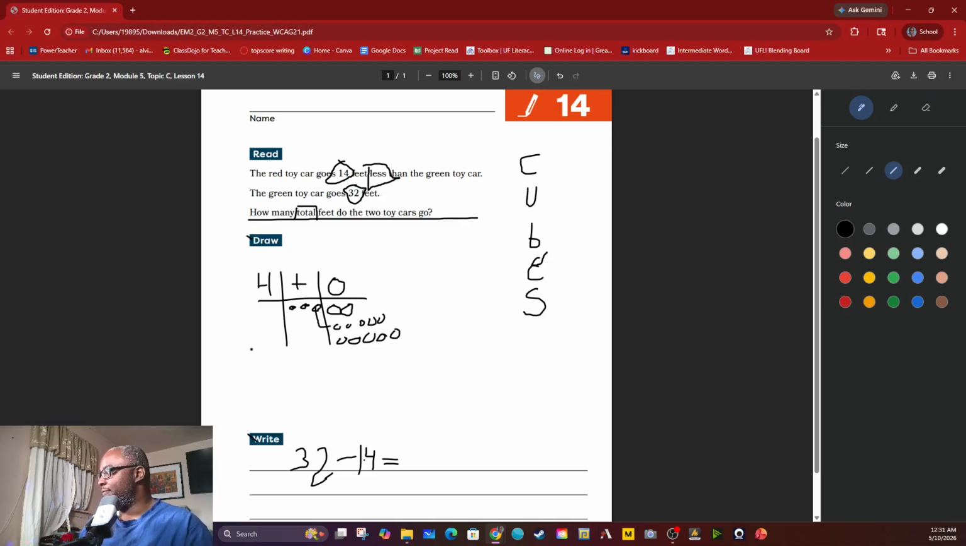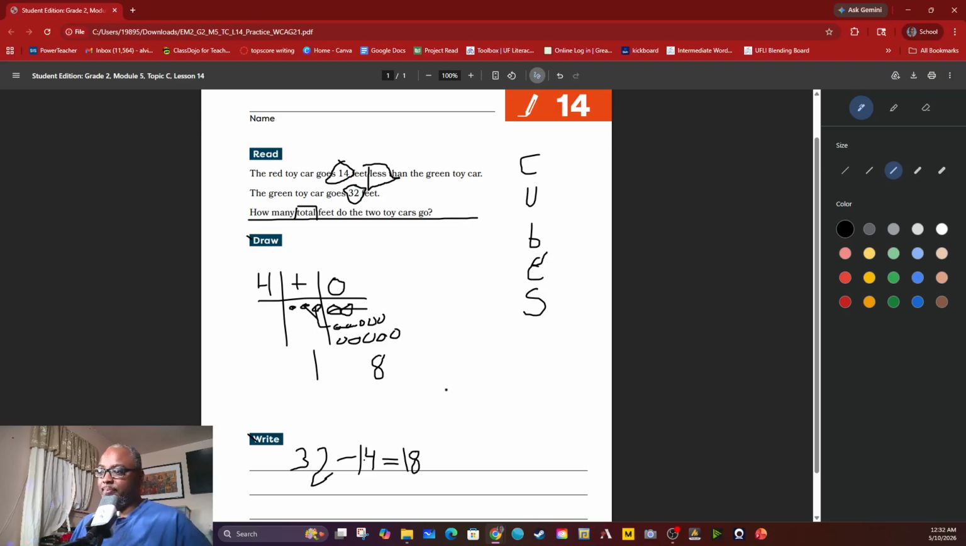Now I can take away 4. So I just cross out these two and then cross out these two. Then I count how many I have left: 2, 4, 6, and 8. And then I have to take away one ten, and I count how many tens I have left, just one. And 32 minus 14 equals 18.